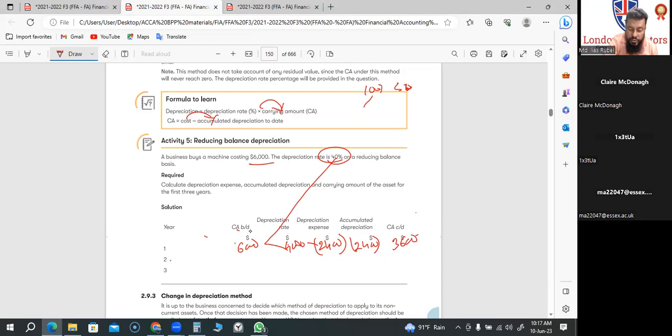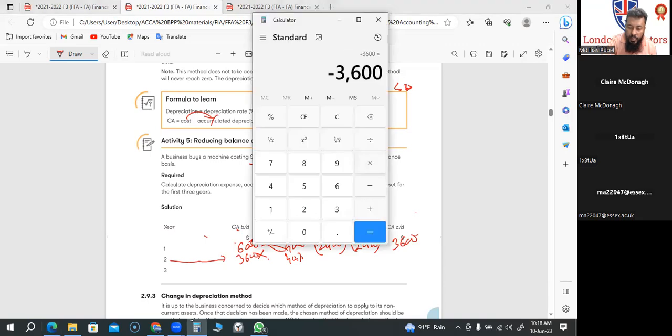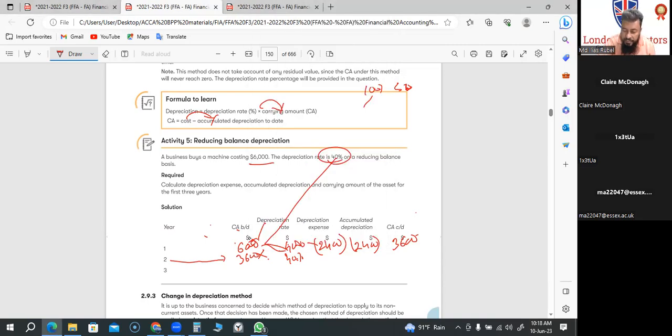Now in year 2, do you do it on 6,000? No, that's the straight line method. Do you again times 40% on 6,000? You do it on the carrying amount, don't you? What is the carrying amount? 3,600. Claire has already given me the answer, times by 0.4. 1,440 is the right answer.